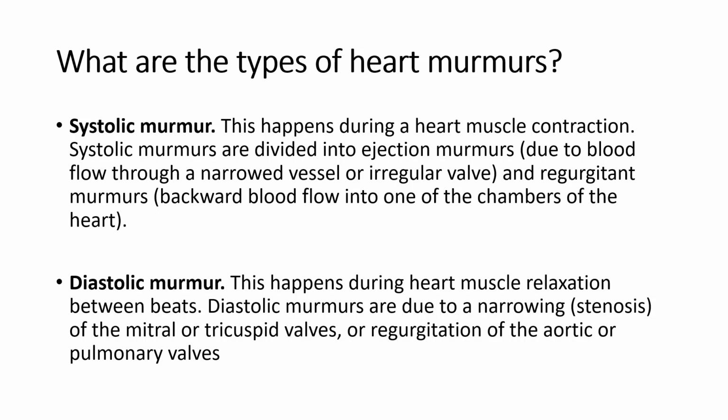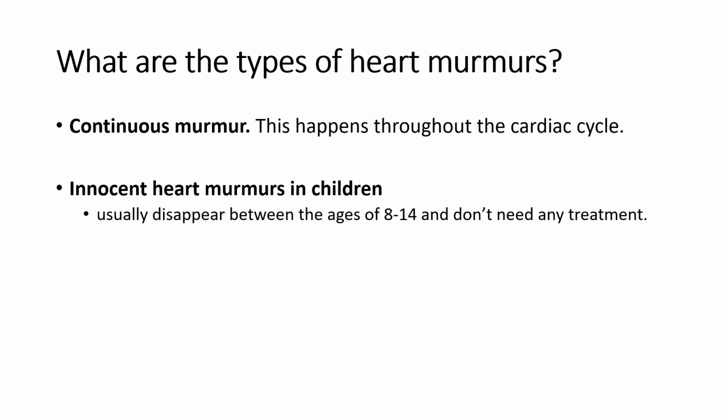The systolic murmur is heard in systole. It could be ejection systolic or regurgitant. A diastolic murmur is heard in diastole when the heart is relaxing. Continuous murmurs occur all through the cardiac cycle. We also have innocent murmurs. They are benign pediatric heart murmurs, also known as physiologic murmurs or functional murmurs.